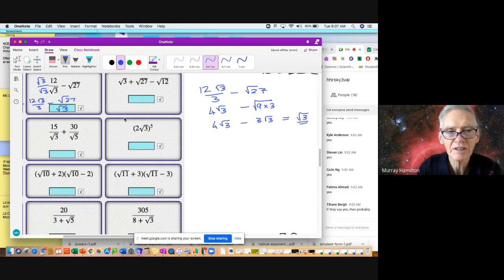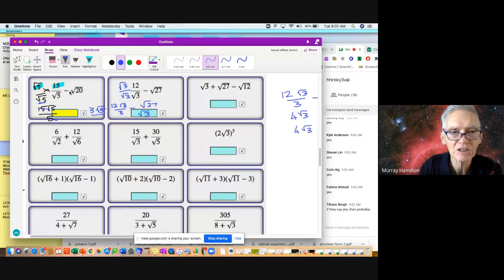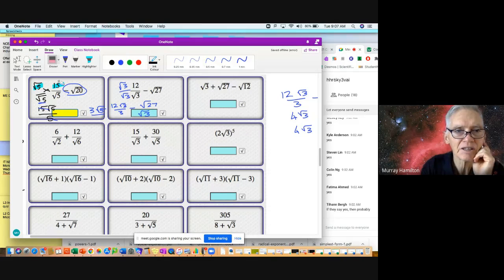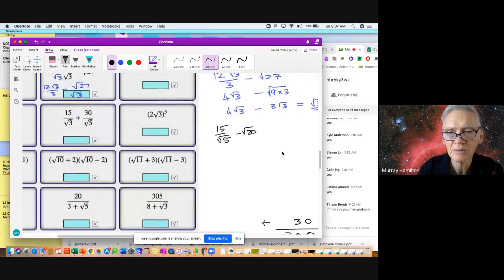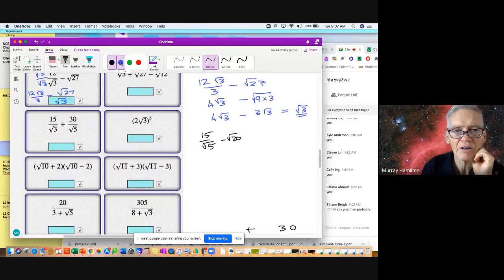Now let's go back to the other one I didn't finish because I wasn't paying attention. We've got to do minus root 20. So let's just copy the whole question out again, start it again from the beginning. Really messy. So 15 over root 5 minus root 20. Let's draw it over here. So I've got to multiply the top and the bottom by square root of 5. That will get rid of my denominator.